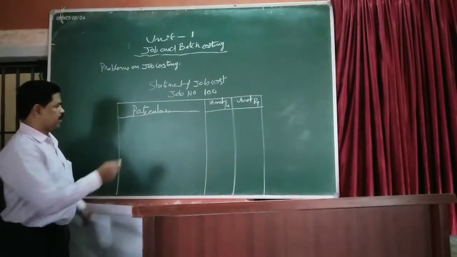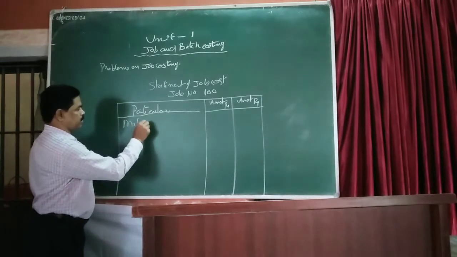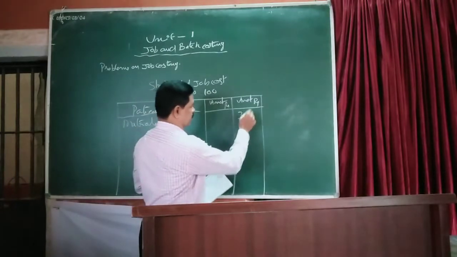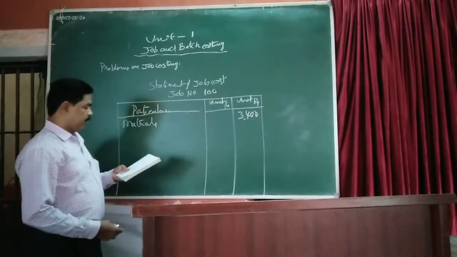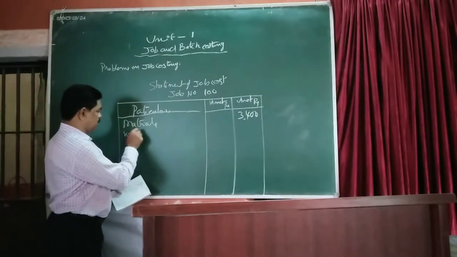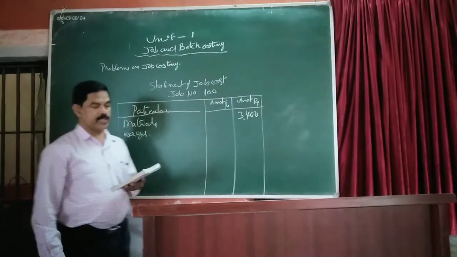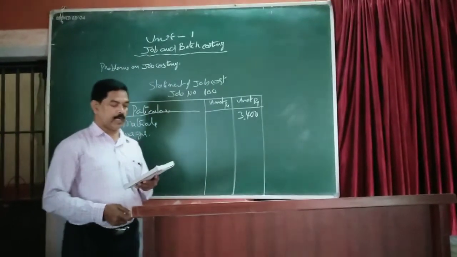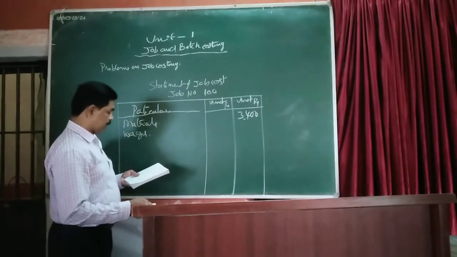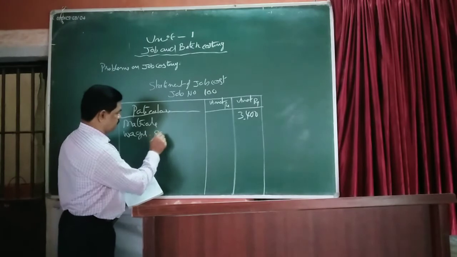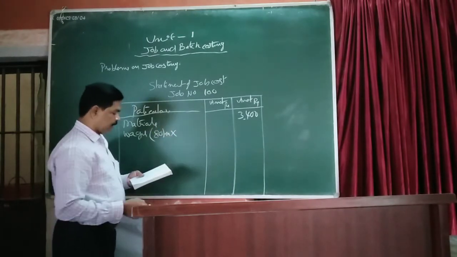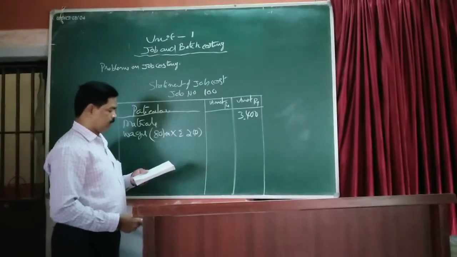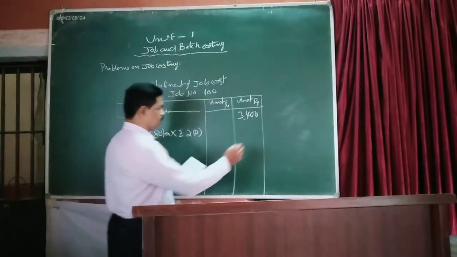First we take the direct materials or materials cost. Here material cost is 3,400. Write it in the second column, 3,400. Then wages. Here wages are 80 hours at rupees 2.50 per hour. So you have to calculate 80 hours into rupees 2.50. You will get the total value of wages. It is 200.